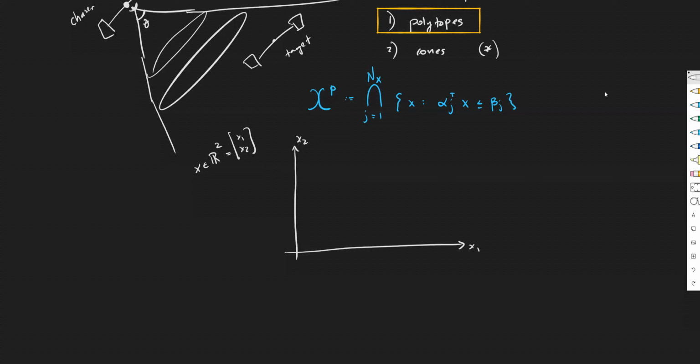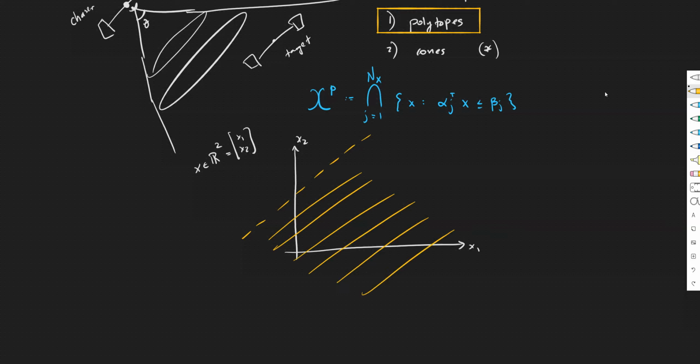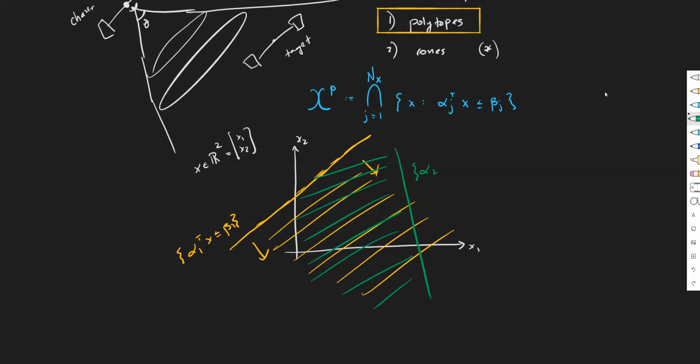Well, what are these half-planes? What do they look like? Well, they look something like this. You can imagine this is one half-plane, and we'll say it's alpha 1 transpose x is less than beta 1. That's that whole set there, from this line all the way down. That's a half-space. Another half-space could be something like this. This is the boundary, and then everything to the left is the half-space. So this could be, let's say, the set alpha 2 transpose x is less than beta 2.